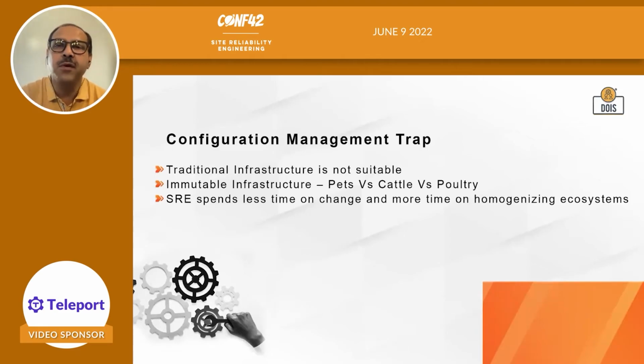We have to have a very, very strong configuration management, not only because of the stability, but also, as I said earlier, that reliability means security. Even for security purpose, we need everything to be automated. We need to move into that immutable infrastructure scenario. The pets versus cattle versus poultry scenario.